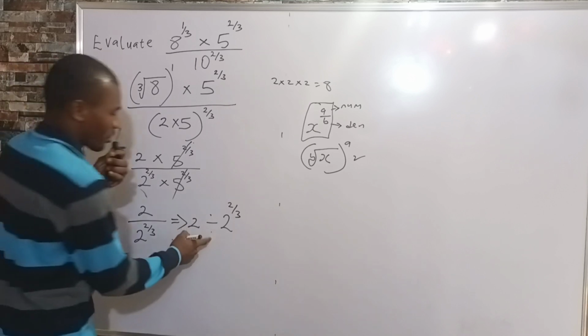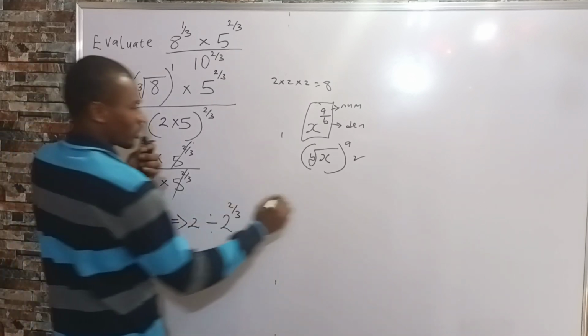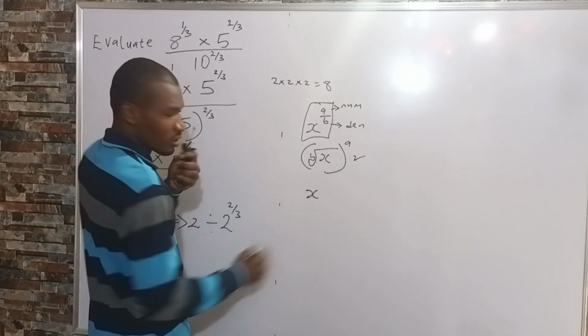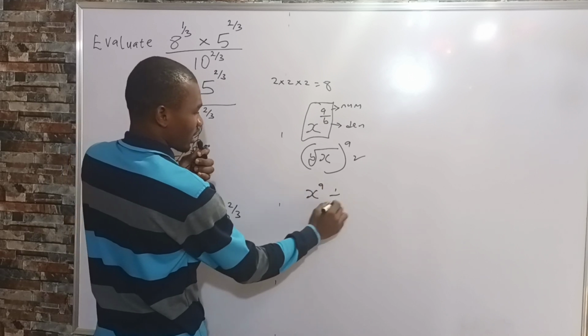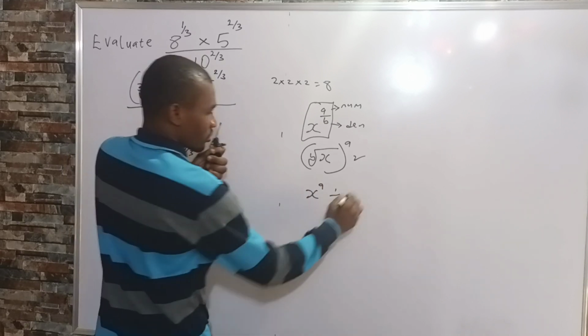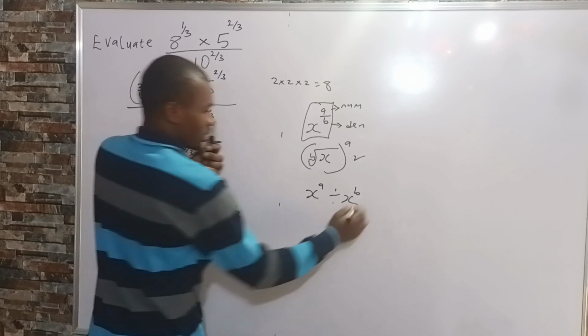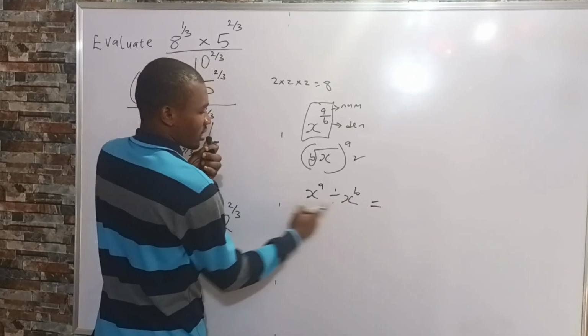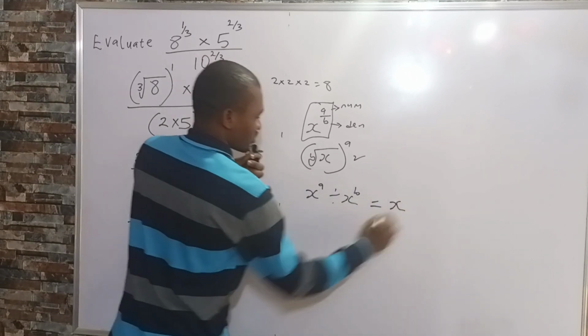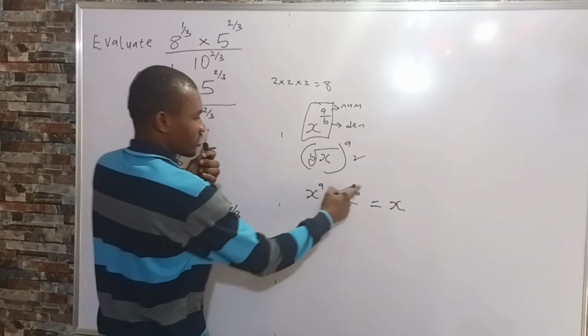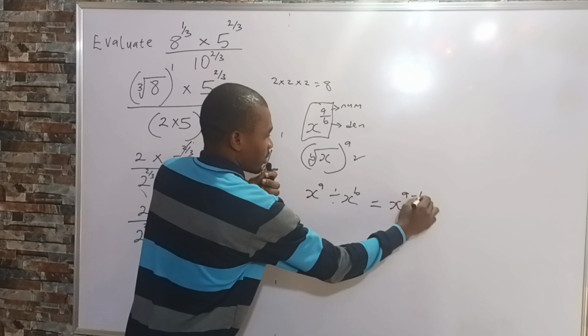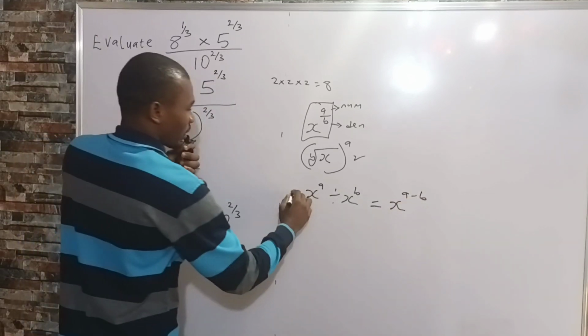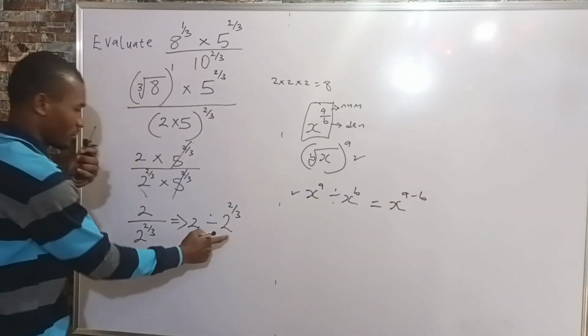Okay? And remember the law of indices that states that whenever you have a given base raised to a given power divided by another given base raised to a given power, it is the same thing as bringing out, since the bases are the same, which are a and x, bring out one of the base. Then what next? Subtract their powers by saying a minus b.